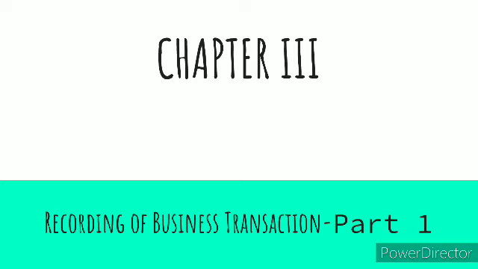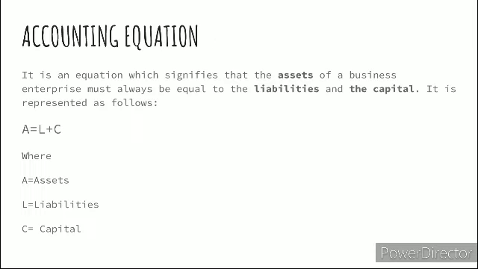Let us go. So, coming to the first topic of the third chapter, that is the accounting equation. This accounting equation is an equation that signifies that the assets of a business enterprise must always be equal to the capital and liabilities of a business enterprise. You must have seen the same formula even in the dual entity concept.